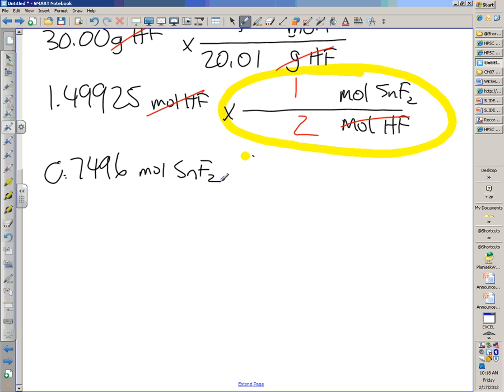But is this what that problem wants? No, it wants grams. It wants grams. So one more conversion factor, right?